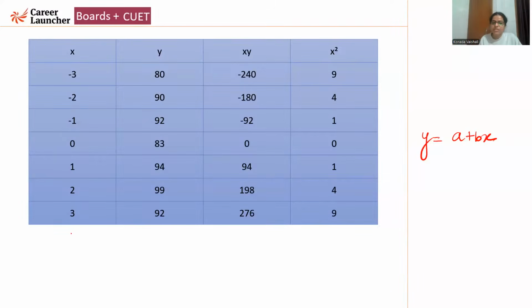So इसमें sum of x is always 0. Sum of y, if you are going to add the whole column, it is going to be 630. Sum of xy is going to be 56 and sum of x square is going to be 28.